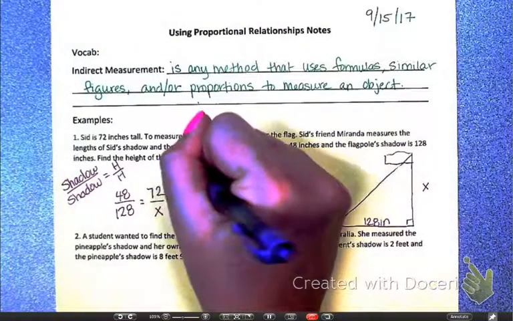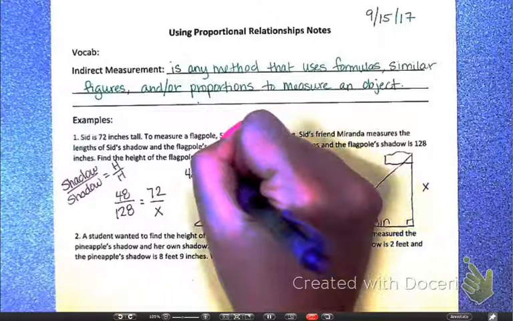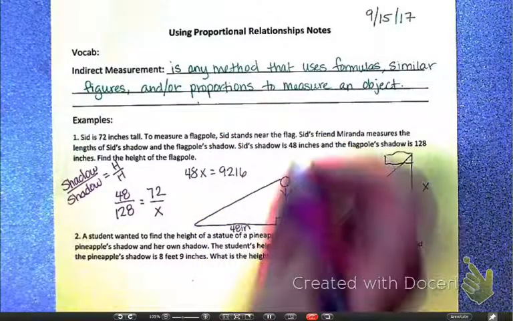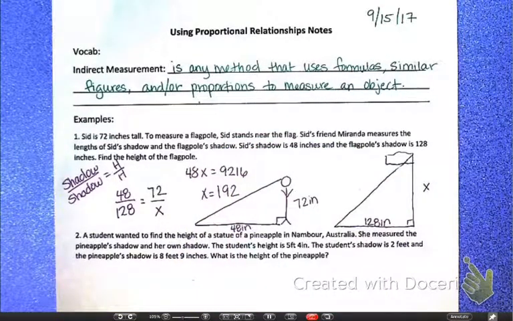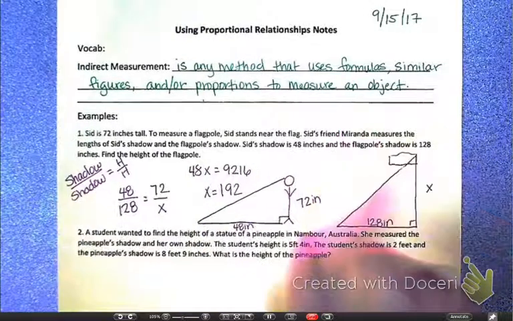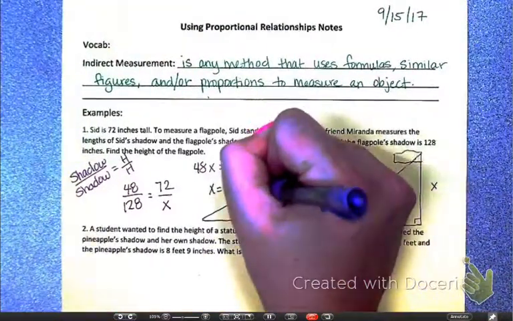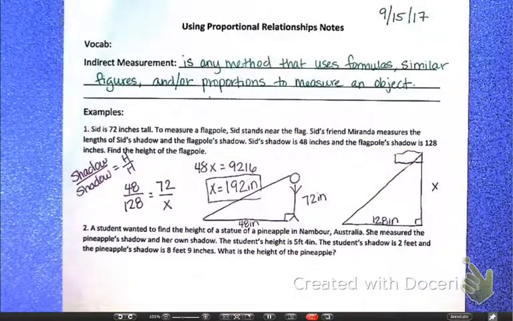So I get 48x equals 9,216 divided by 48. 192. We're going to leave it 192. 192 what? Inches. All of our units here were in inches. Because we're dealing with word problems, you need to have units now. Okay, all of these were inches. So we need to have inches.